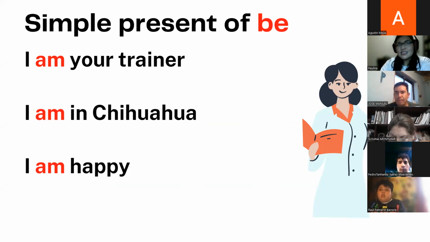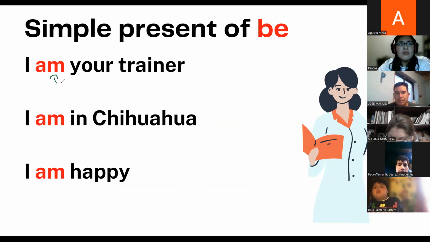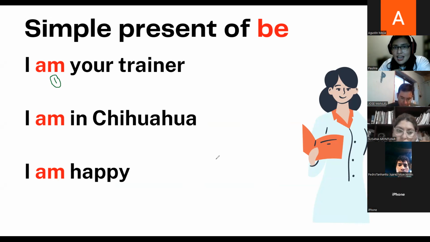For instance, I am your trainer. Function number one. Función número uno del verbo be, ser. Yo soy su entrenadora, es algo que es parte de mi identidad, algo que es parte de mi personalidad, de quién soy.